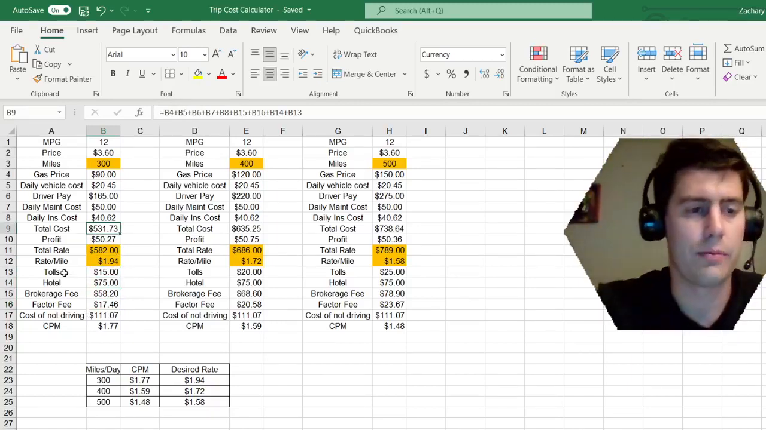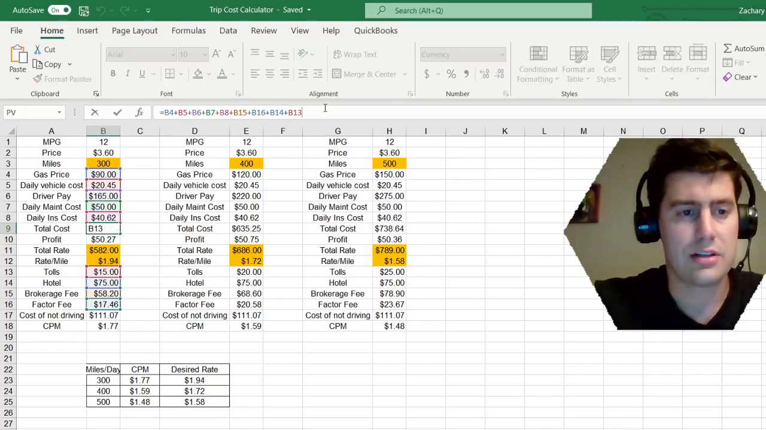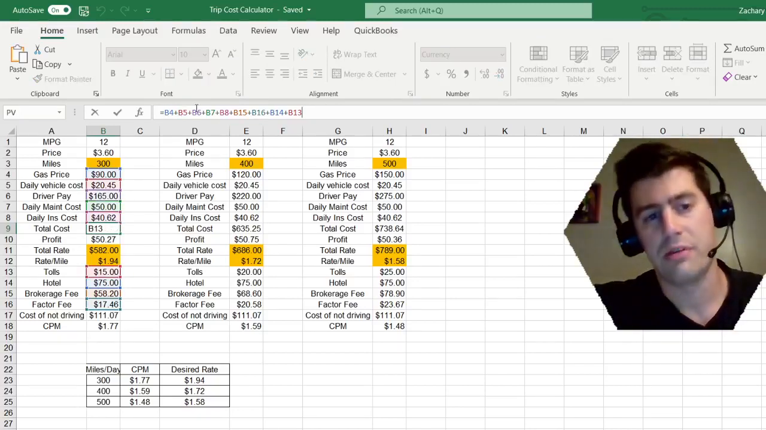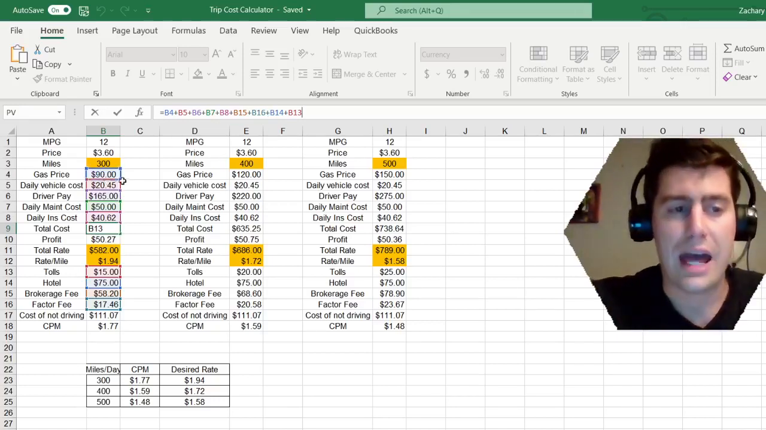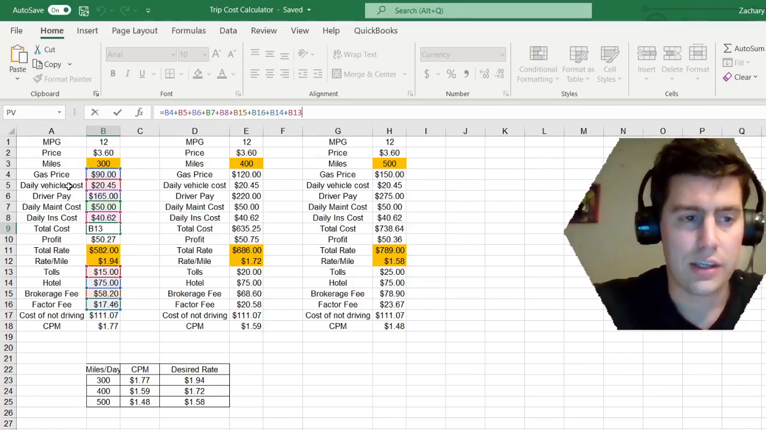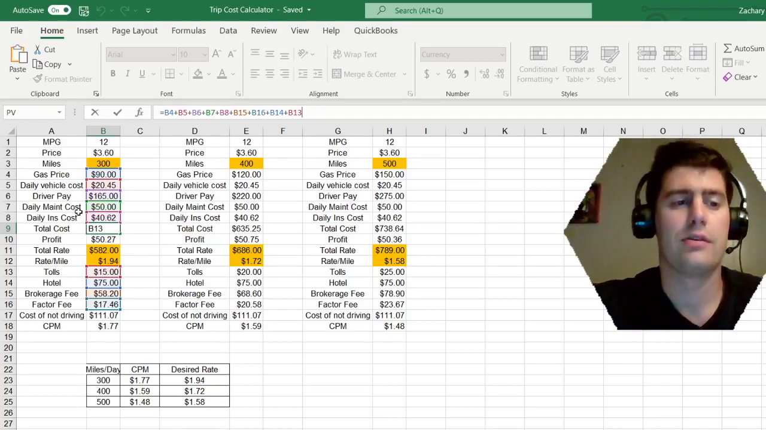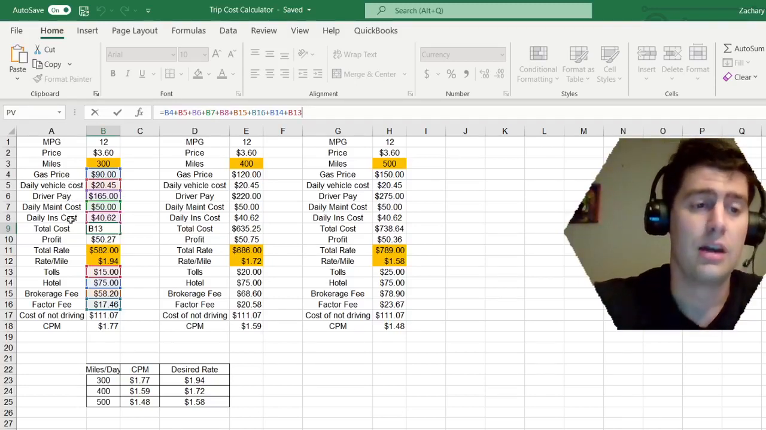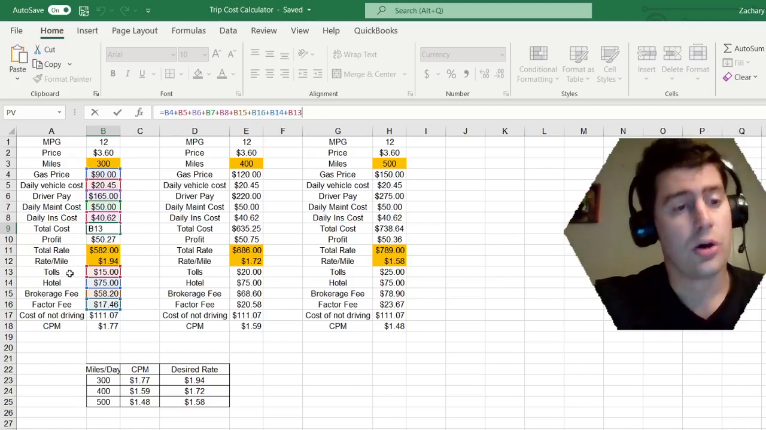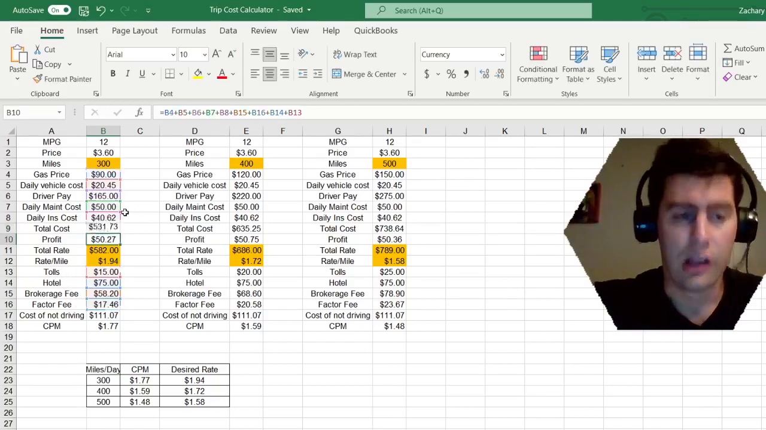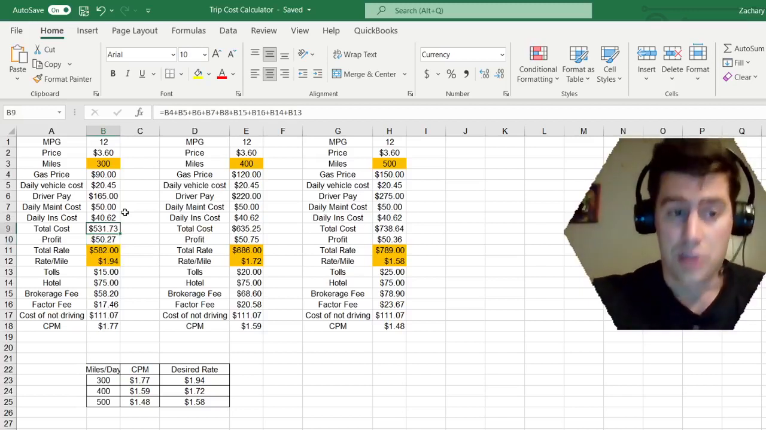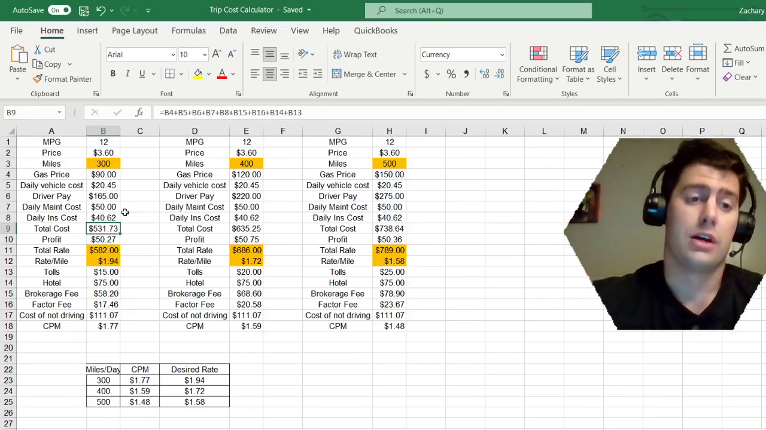And so up here, total cost. As you can see here, I've got B4 plus B5, blah, blah, blah, plus B16. I've got all these things added together. So gas price, daily vehicle cost, how much I'm paying my driver, my daily maintenance cost, total insurance, tolls, hotel, dispatcher fees, and factoring fees. I've got all that added together for a total cost of $531.